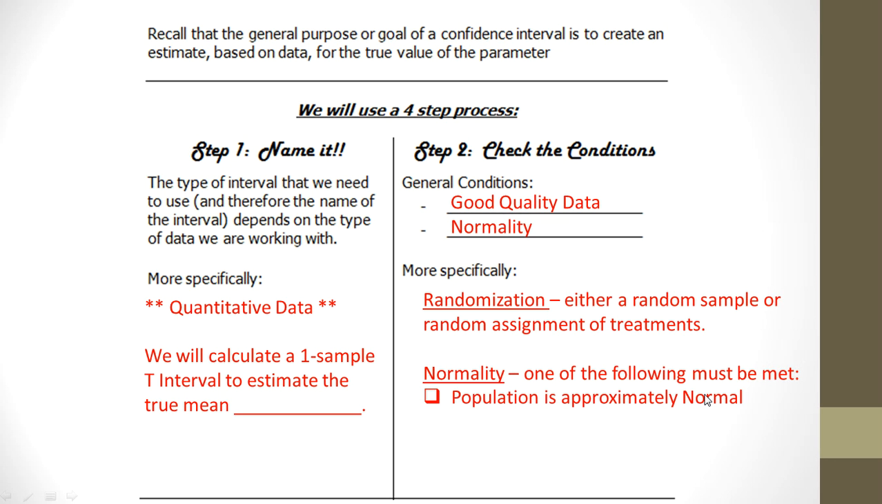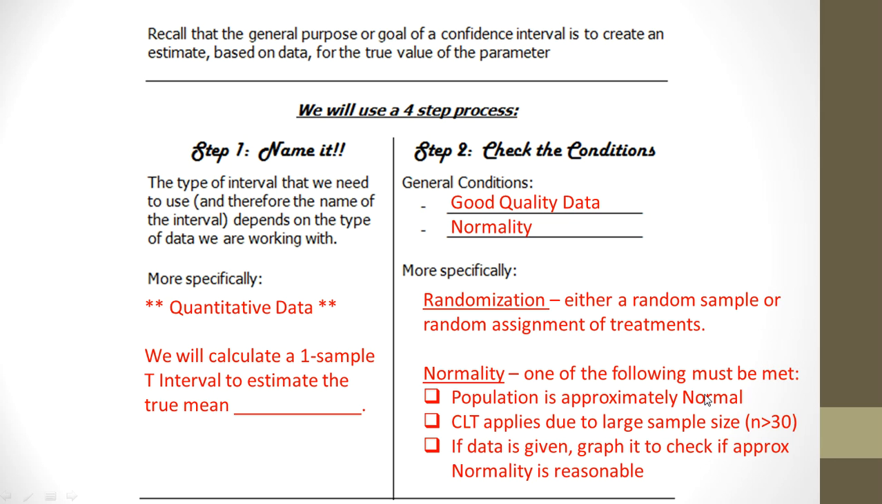Either the population is approximately normal, which is the situation that the jelly blubbers had, or our central limit theorem applies because we have a large enough sample size. Typically, n is greater than or equal to 30. This goes back to the applet, where the sampling distributions always ended up approximately normal no matter what the original population. Or if we have data, we can graph it to check and see if approximate normality is reasonable. This is where we used the normality plot the other day.